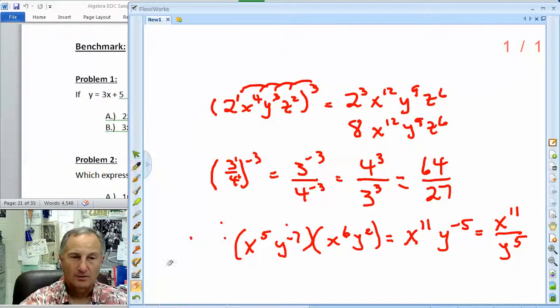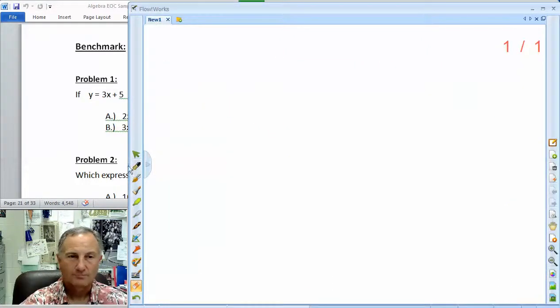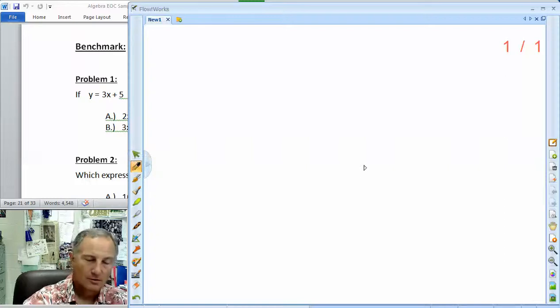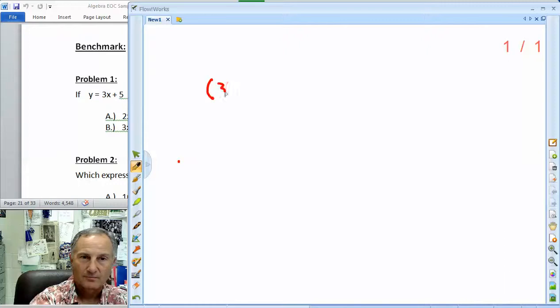Let's go down here. Let's erase all of this good stuff. Okay, we've got 3x plus 5. And all we're going to do here is a big distributive property.